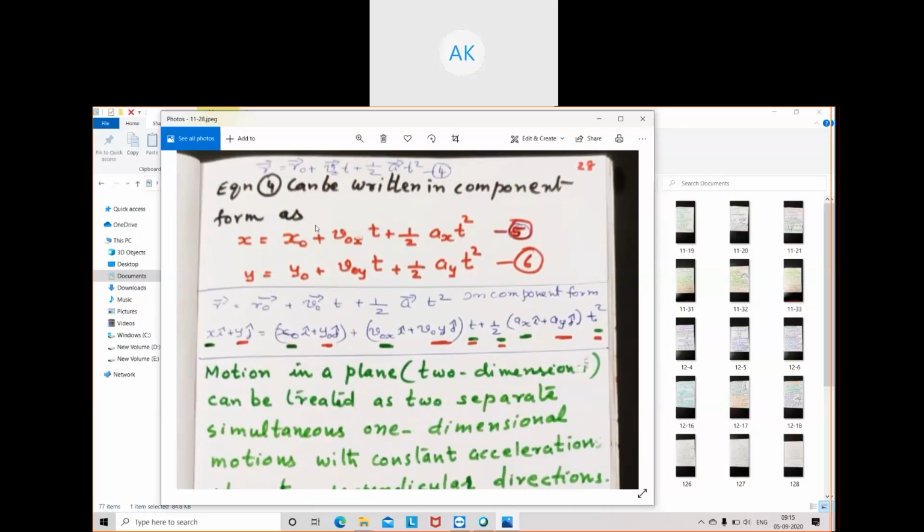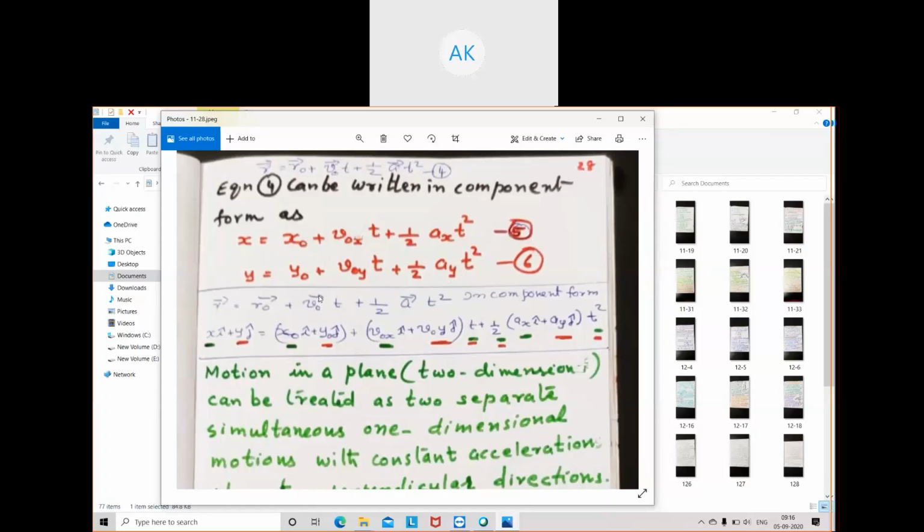Along the x direction, we can use this equation, displacement along the x direction: x equal to x0 plus v0x into t plus half ax into t square. y equal to y0 plus v0y into t plus half ay into t square. So when a body moves in a plane along the x direction, what is the displacement? What is the final position? What is the time taken? For all, we use this equation.